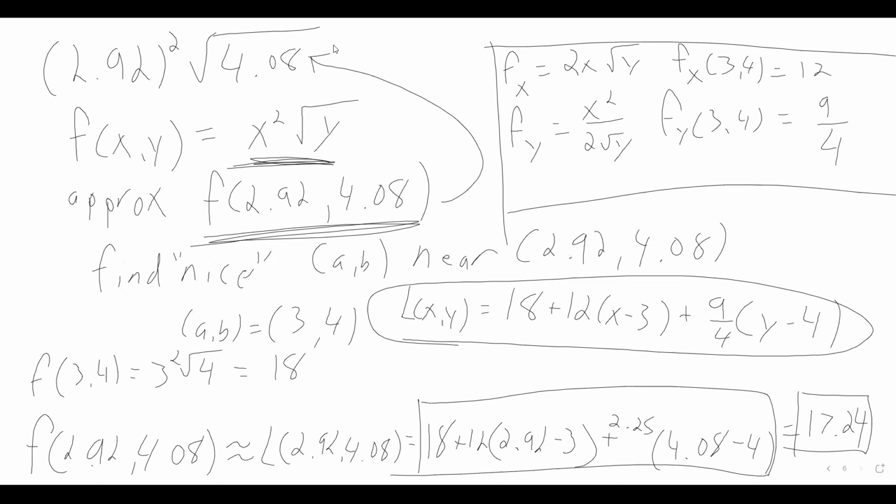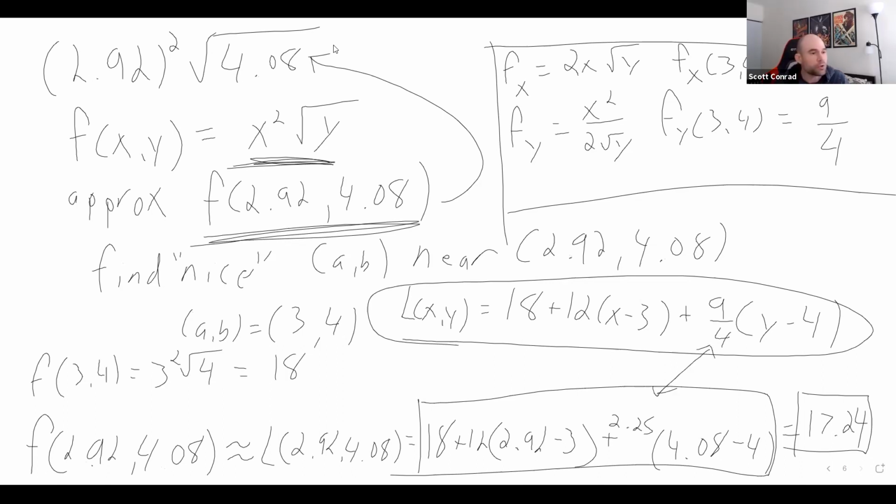The 2.25 was me squeezing that in there. That's 9/4. So if you wanted to calculate it by hand, you would do 2.25 times 0.08. What if the number was like 4.52? What would you round that to, like 5?